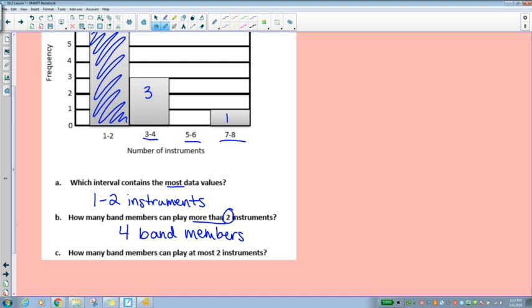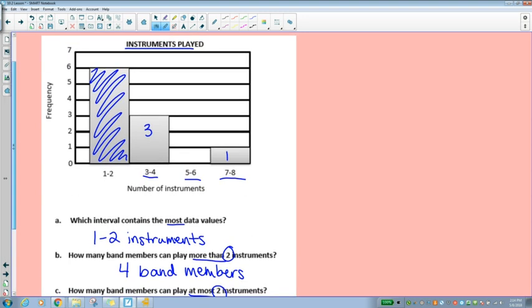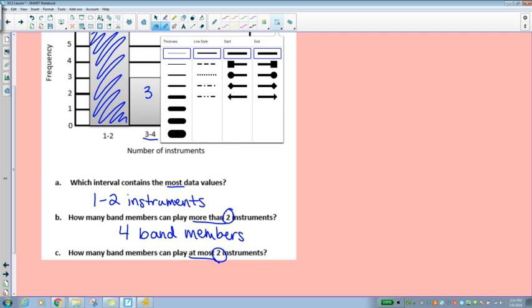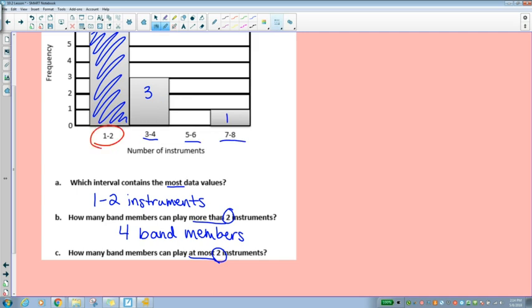C, how many band members can play at most 2 instruments? So I have to look at the words at most 2. At most 2 means that they can play 2 or less, but they can't play more than 2. So if I look at this on my histogram here, the only interval that is at most 2 would be the 1 to 2 category. Because if I can play 1 instrument or 2 instruments, I would play at most 2. And that bar goes up to 6. So my answer is 6 band members.